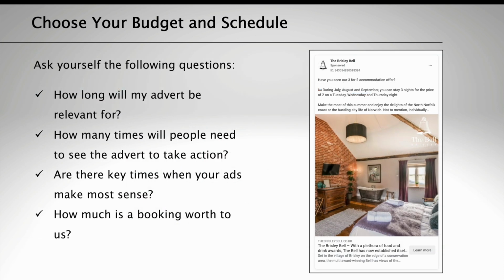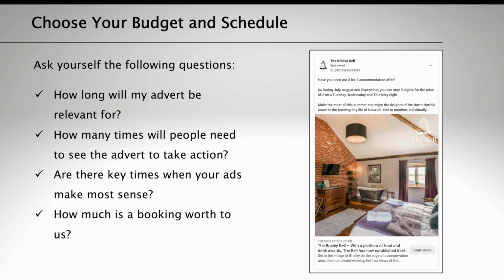When it comes to deciding on your budget and schedule, ask yourself the following questions. How long will my advert be relevant for? So for example, over on the right, you can see this 3 for 2 accommodation offer is during the months of July, August and September. So this advert will be relevant throughout the summer months. However, if you saw it in September and it had mentioned July and August, it might feel like the ad's slightly out of date. So it would be much better to actually relaunch this ad every month with the copy in the ad adjusted.